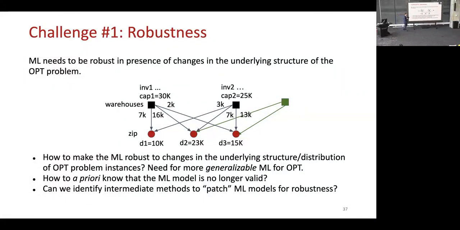And of course, if you're able to answer that question, then you can answer, okay, how can I patch it? How can I fix my machine learning model and still be able to get reasonable results? So that's, I think, the number one challenge really in there.